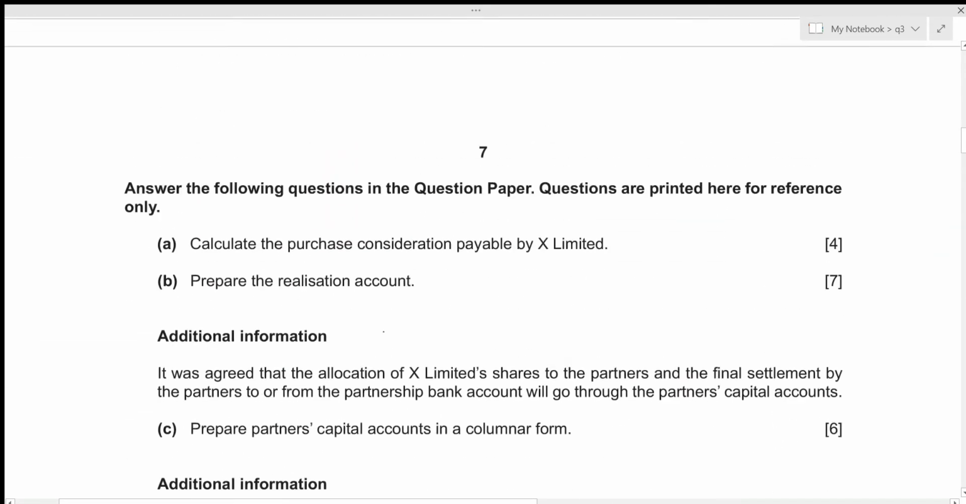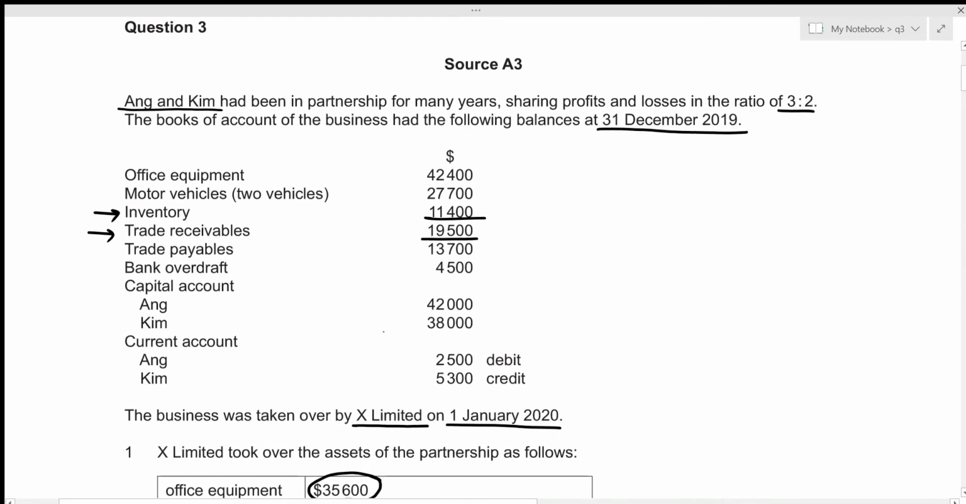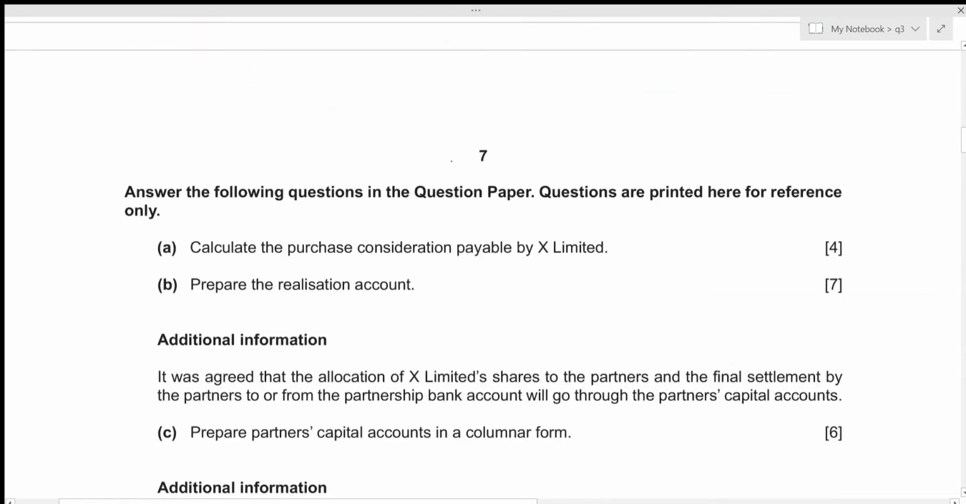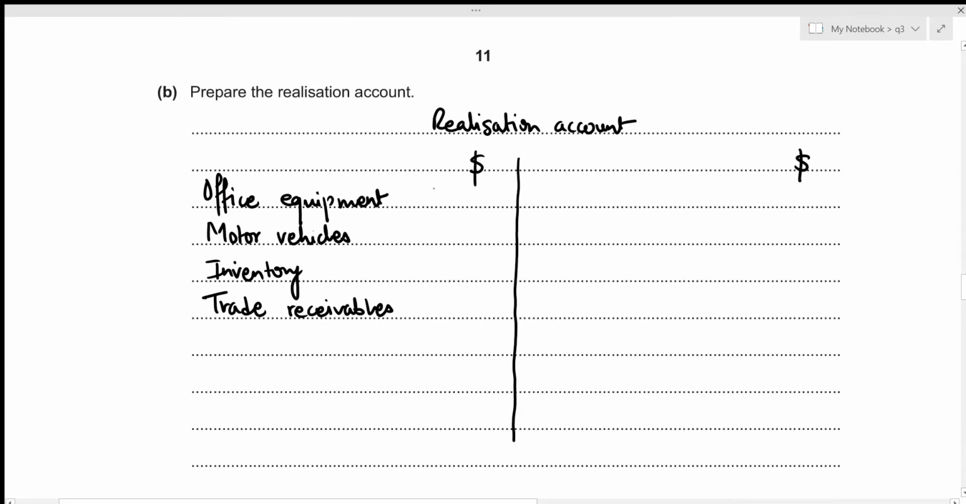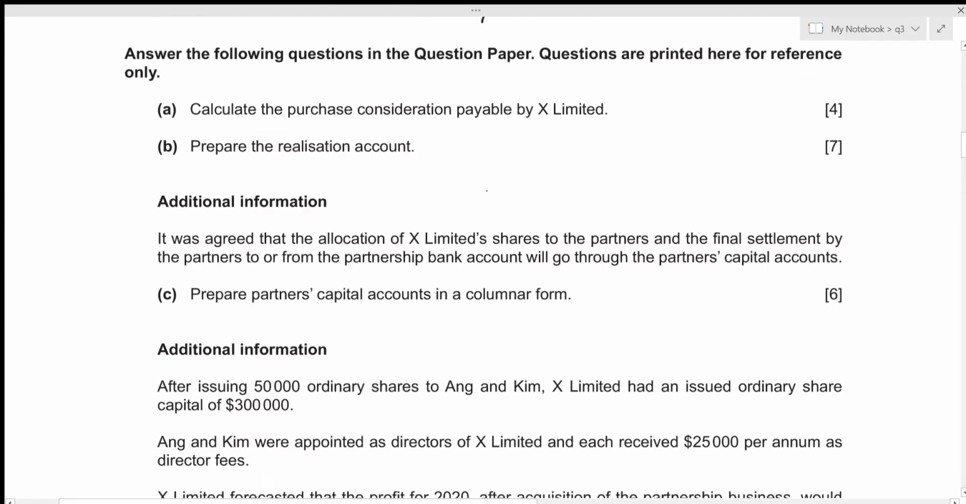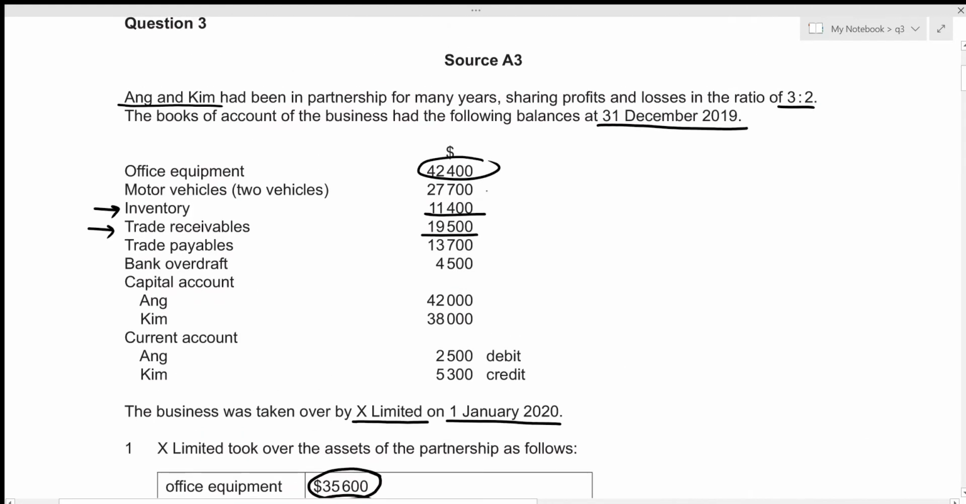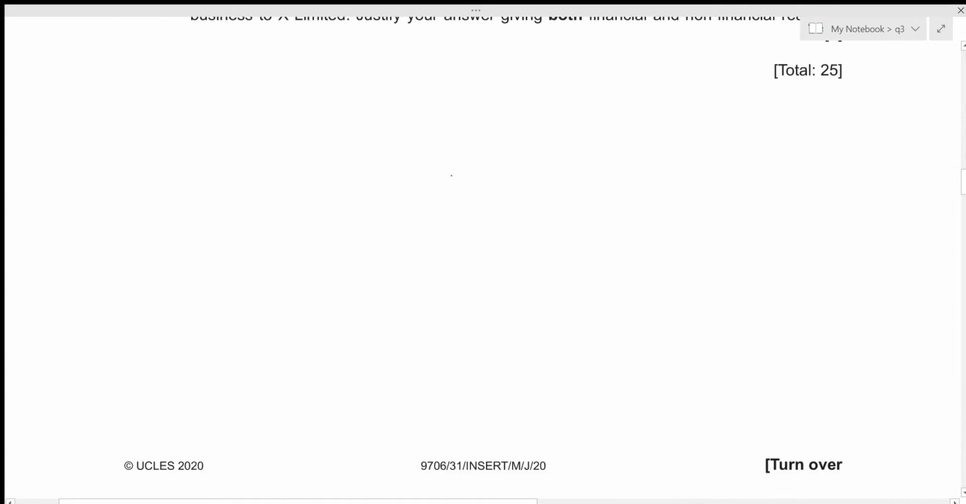Alright, let's have a look at our information above. Okay, we can see that the office equipment had the value of 42,400 initially. Let's write it down. That's 42,400. Then we need to figure out the value of our motor vehicles. And this is the value for 2 vehicles, out of which only one was taken over by X Limited. And this amounted to 27,700. Let's write it down.